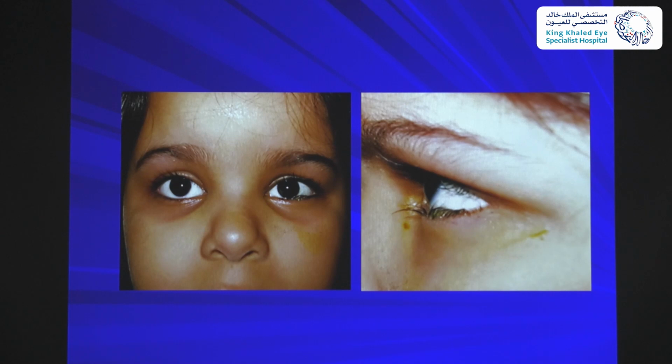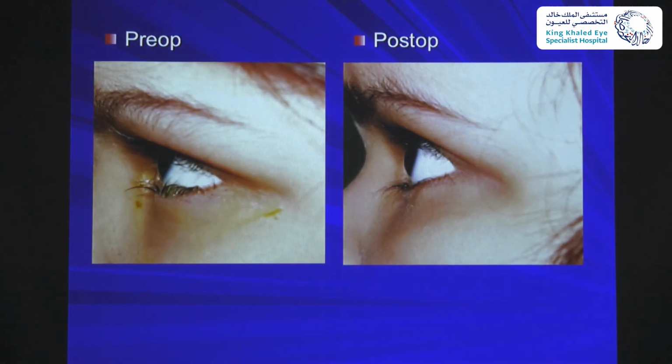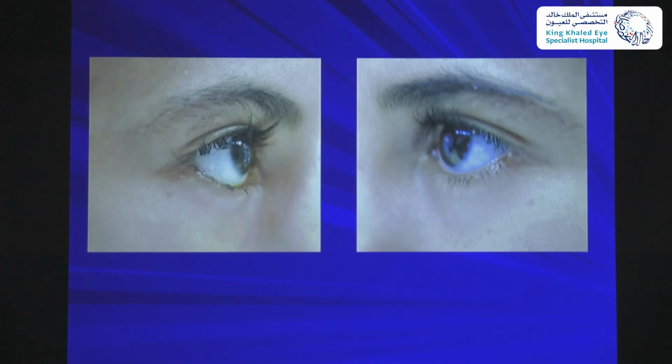One of the things that we see more in children is entropion in the lower eyelid, and we see it more commonly than ectropion in the lower eyelid. We are going to publish a series soon about this. Entropion is double the amount of ectropion in the lower eyelid in children with facial palsy. And this is just pre-op and post-op. This is a patient with mild entropion.